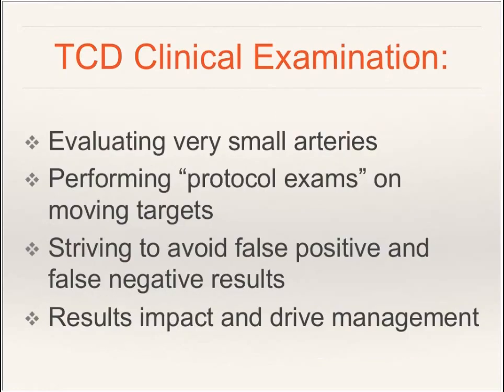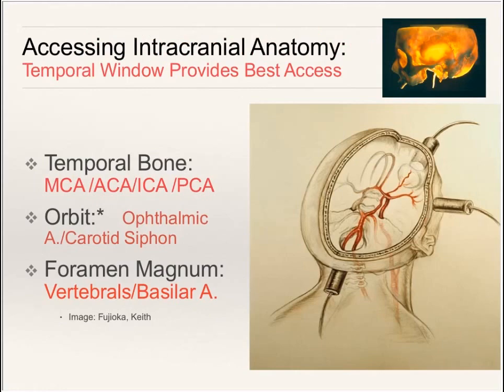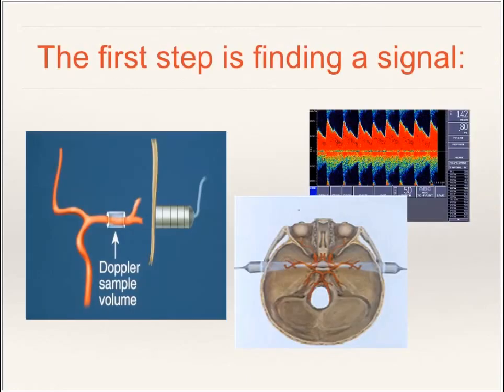Okay, so let's go to the protocol. We're evaluating very small arteries. We're performing protocol exams on moving targets, or little kids. We're striving to avoid false positives and false negatives because this will impact treatment. The results will impact and drive the management. So let's do a study. Again, we're going through the temporal bone. We're not using the orbit, and we actually do make a couple of measurements using the foramen magnum just to have a baseline for the posterior circulation and to see if it's carrying collateral flow.